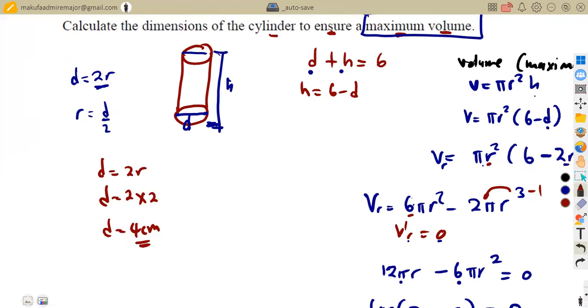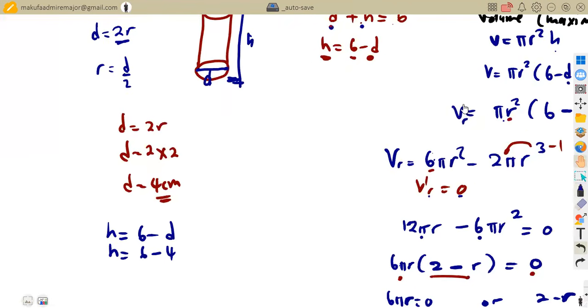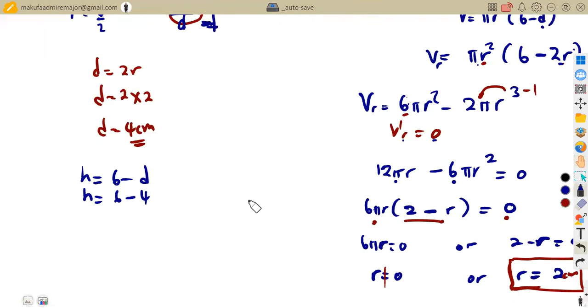And also, we have got the height. Remember, we are given that if we add the diameter and the height, you must get 6, meaning to say the height is equal to 6 minus the diameter. So in this case, we are going to obtain the height. The height is going to be 6 minus our diameter, which is 4 centimeters in this case. So that was going to give us the height in this case of what? Of 2 centimeters. All right.